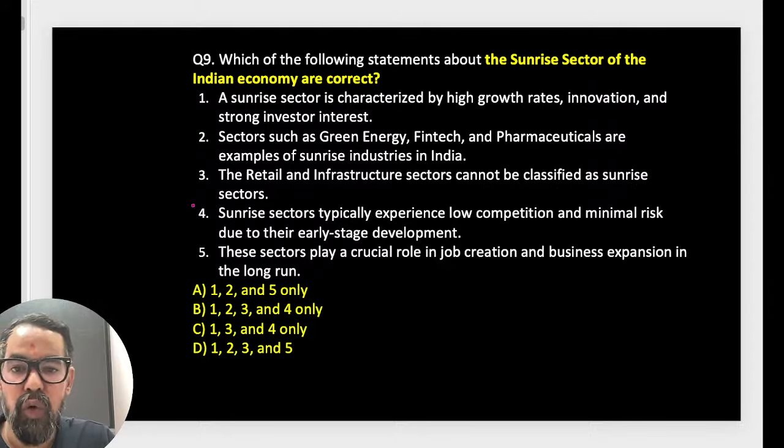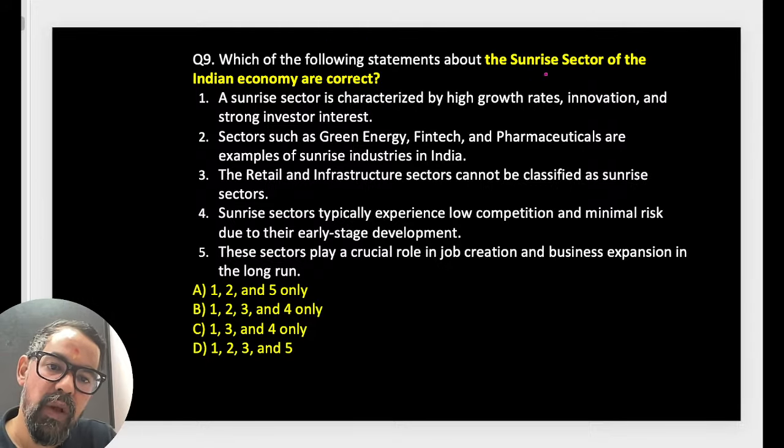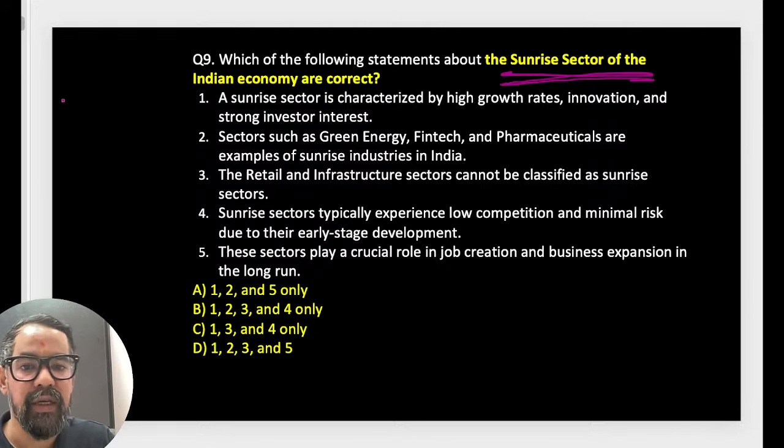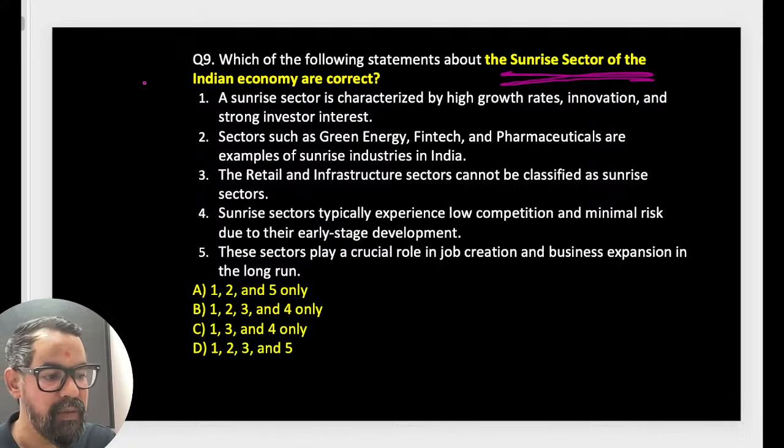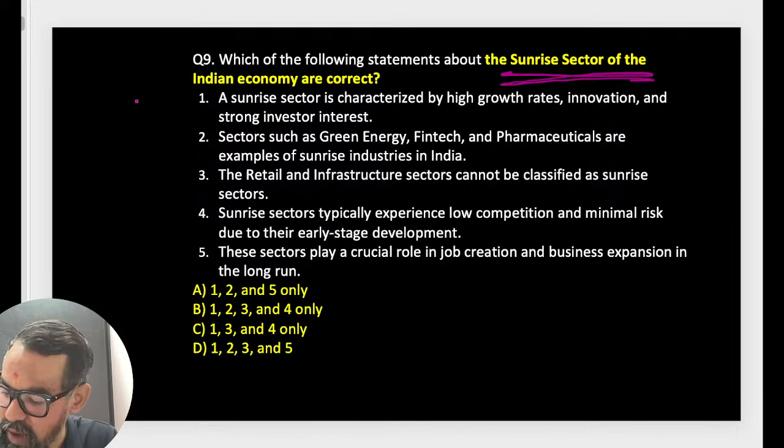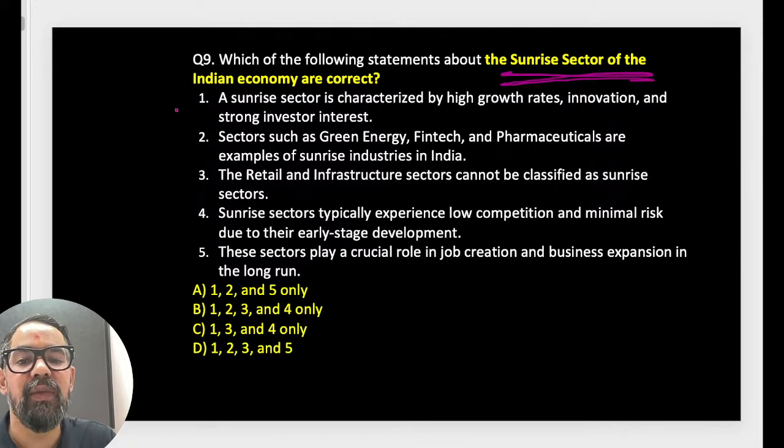ठीक है, so next question. Which of the following statements about the sunrise sector of Indian economy is correct? Jaldi say, 2 marks. Everyone will get 2 marks with this one. And Indra ma'am got 1 mark or what? Others also guys, quickly, क्या होगा?